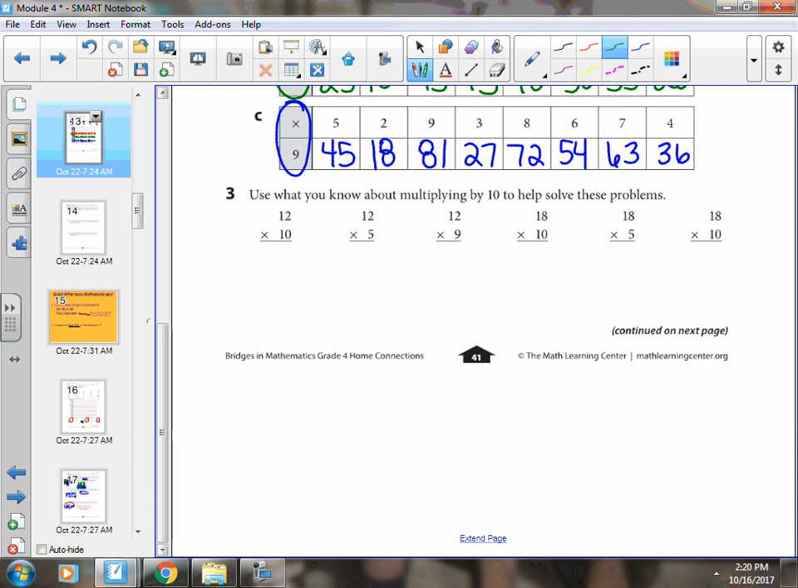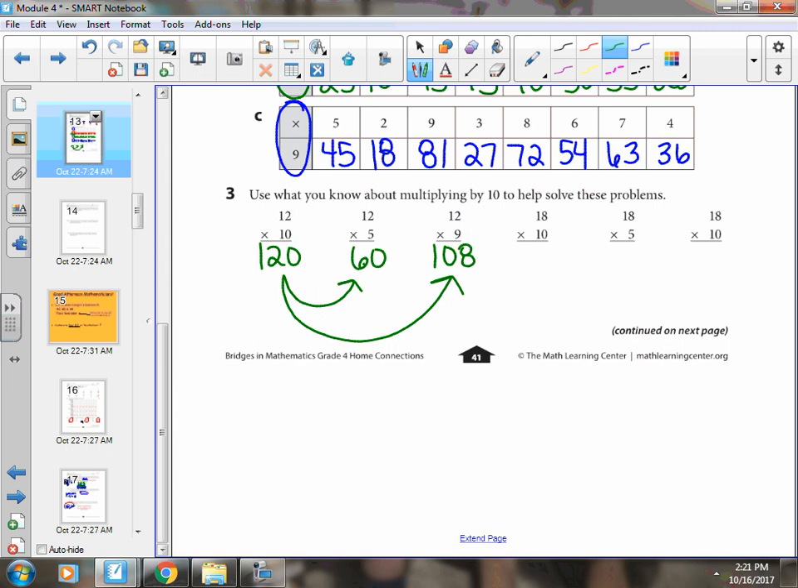12 times 10, a lot of people just think add a 0 to 12, or 12 shifts one place to the left and a 0 goes in the ones place. If you know what 12 times 10 is, 12 times 5 will be half of that. Again, if you know what 12 times 10 is, 12 times 9 would be the same thing as 12 times 10 minus one more group of 12. So if I had 120 minus 12, I would get 108. And 12 times 9 is 108.